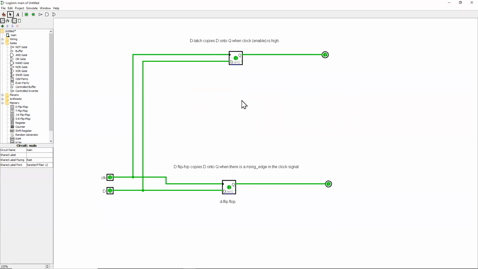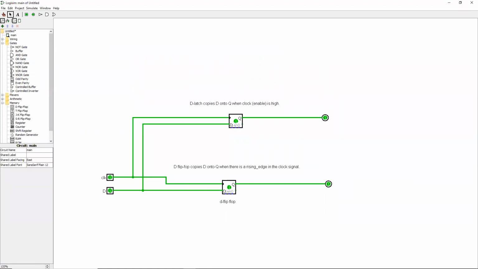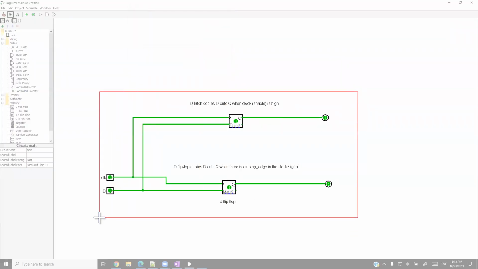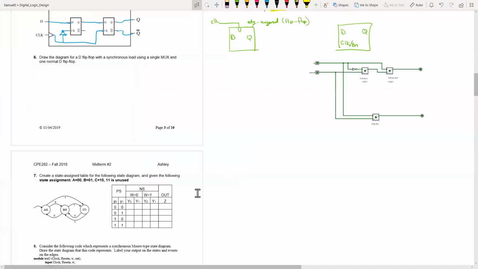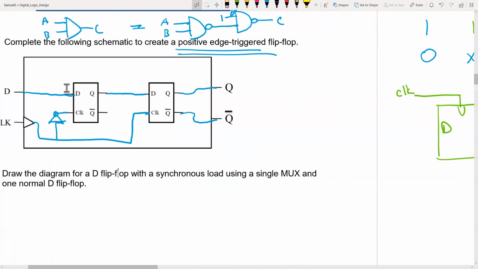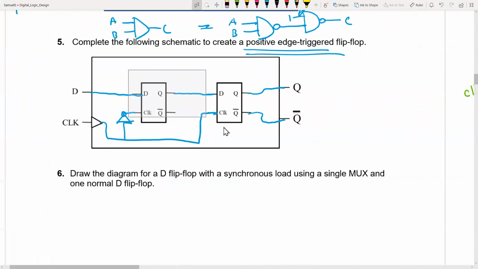Perfect sense. Okay. All right. I think we're all done here. Any questions? That makes sense. Okay. So that's good. For the question, you're just putting together 2 D latches. Yep, but those 2 D latches, and only one can be open. One door is open at any given time.